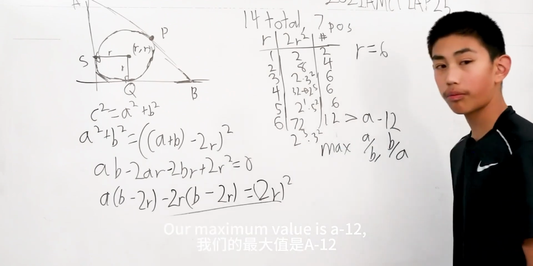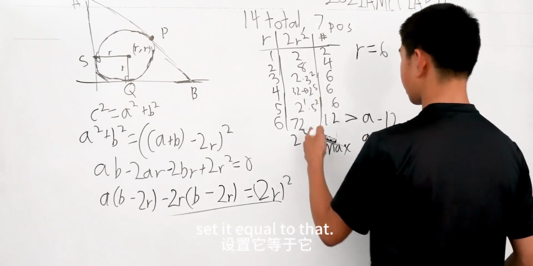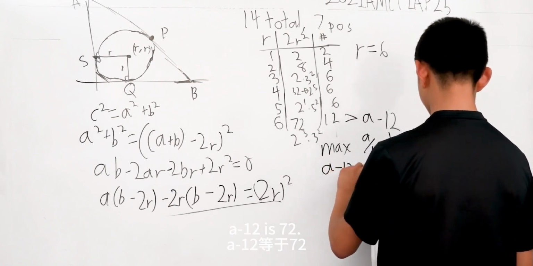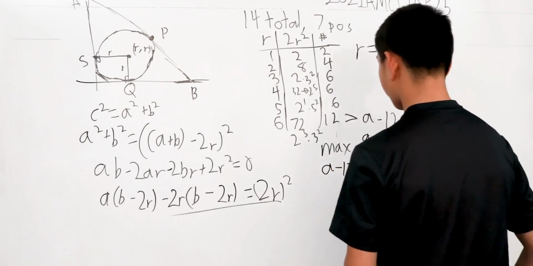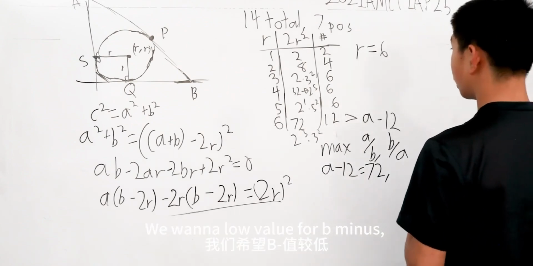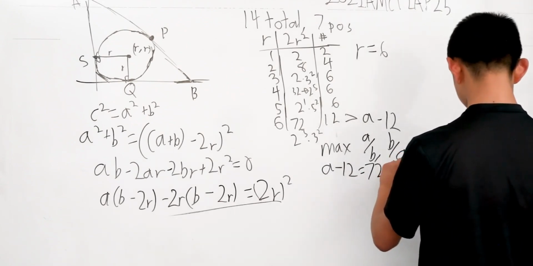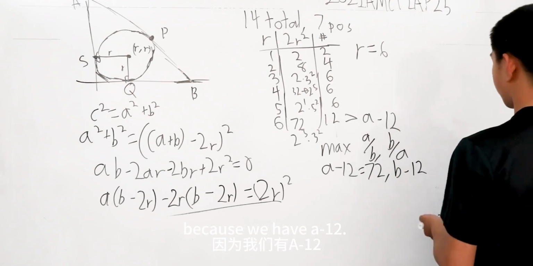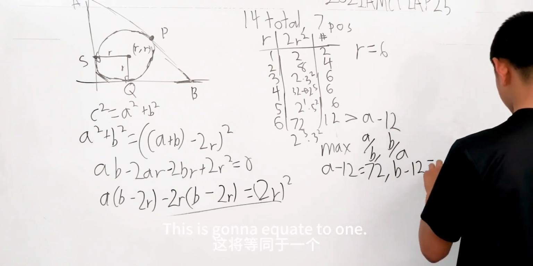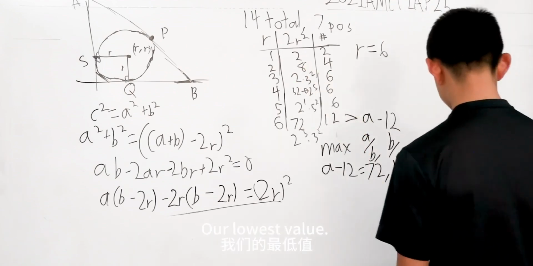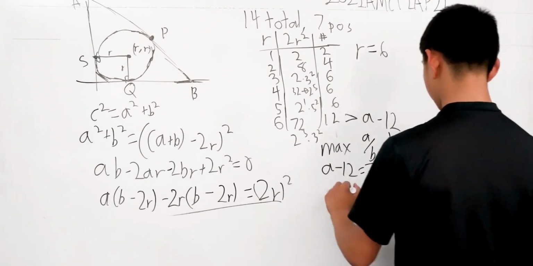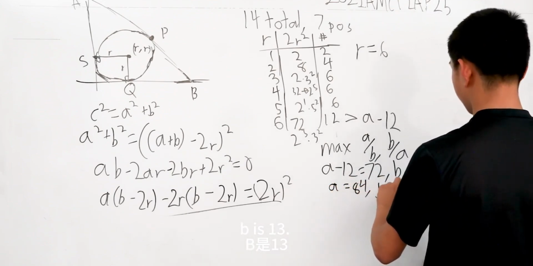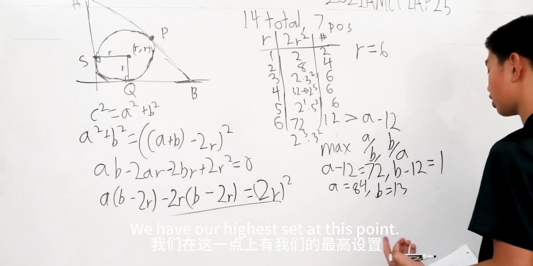So our maximum value is A minus 12. Set it equal to that 2R squared, 72. A minus 12 is 72. We want our low value for B minus 12, because we have an A minus 12. We need that. This is going to equate to 1, our lowest value. Okay. A is 84. B is 13. We have our highest set at this point.